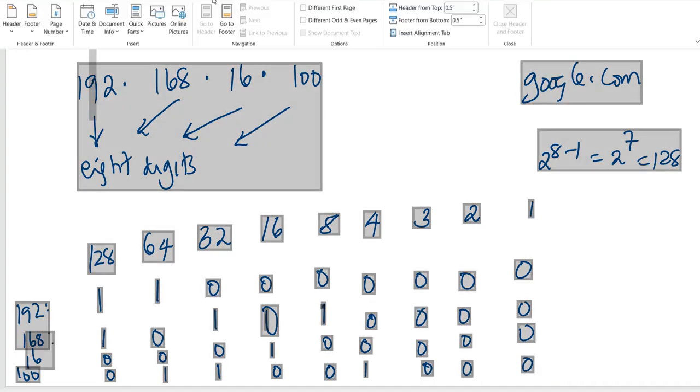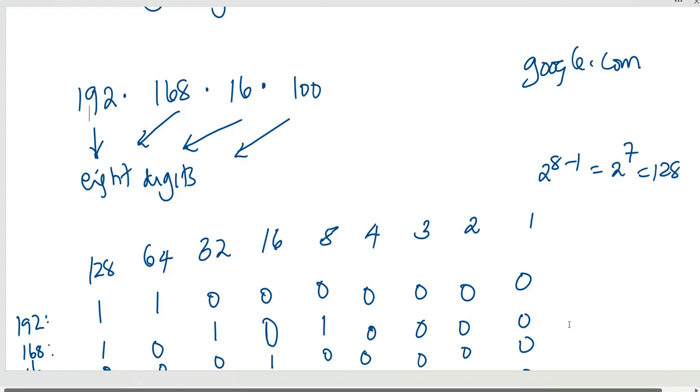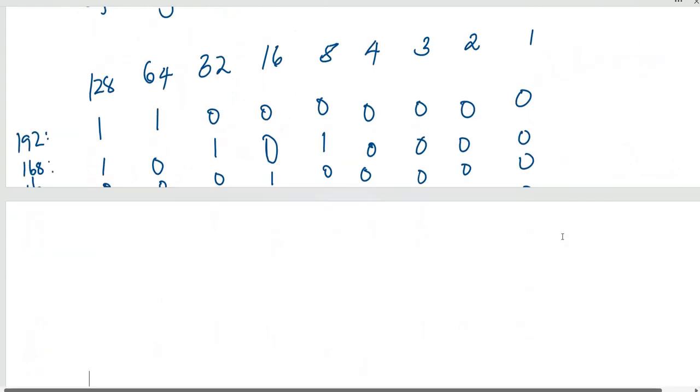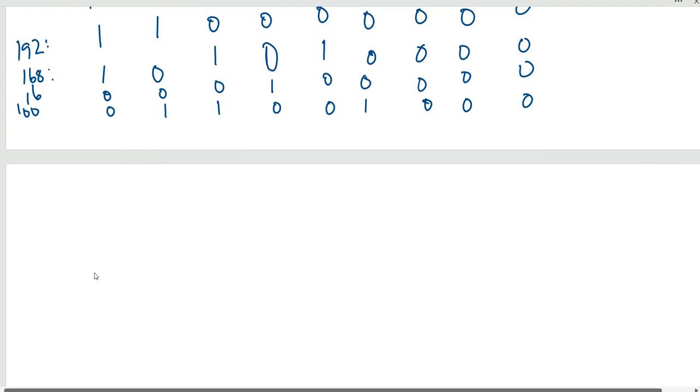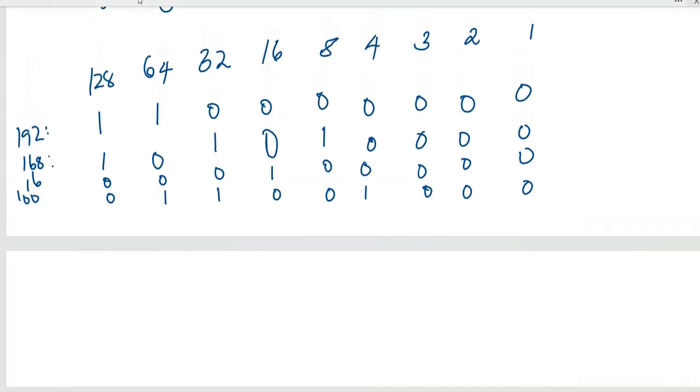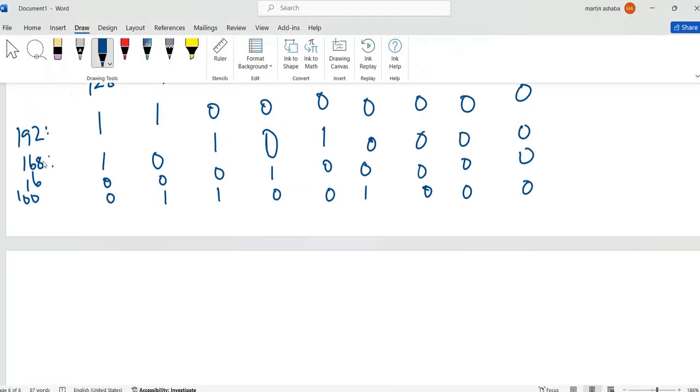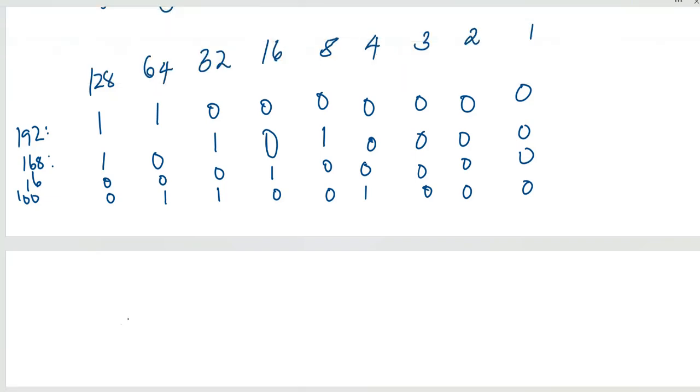Okay, so I'm trying to increase to get space. What does this tell us? It tells us that if I'm now to write my IP address of 192, 168, 10, and 100, I'll just write them the way they are. I'll have 1, 1, 0, 0, 0, 0. How many zeros?